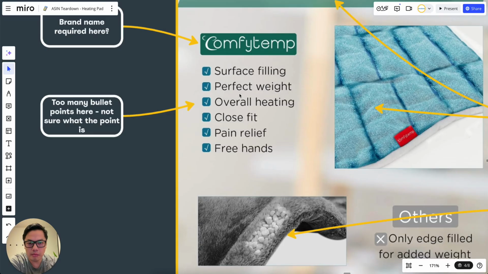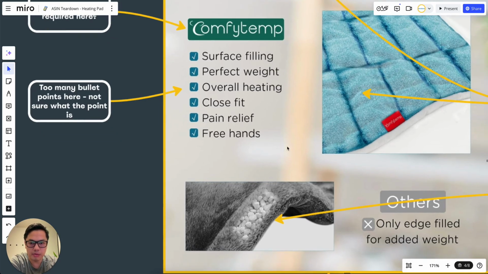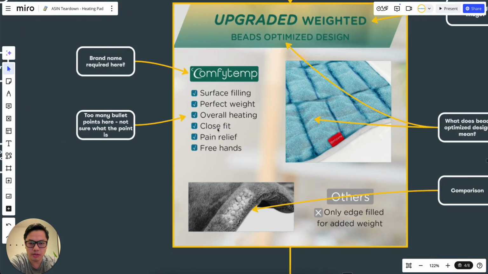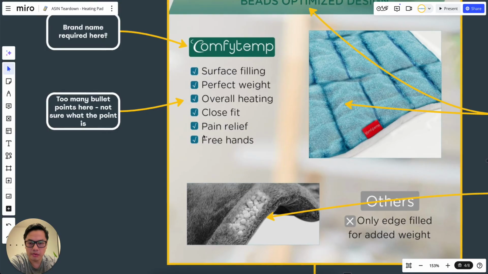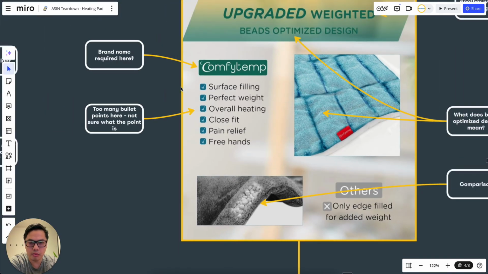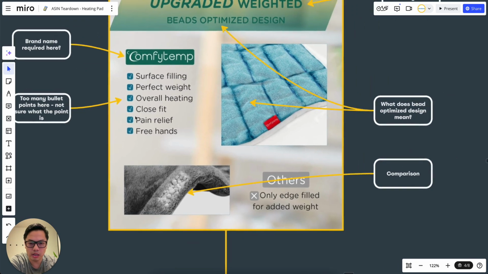Surface filling, perfect weight. So what is perfect weight? We kind of want to be answering a lot of these customers' questions. Overall heating. Okay, so that's maybe uniform heating. There's a much better way to describe these things. Close fit, not even sure what that means. Pain relief, that one's kind of a given. Free hands. Yeah, there could be a lot more work with these bullet points and to use a lot less of it.